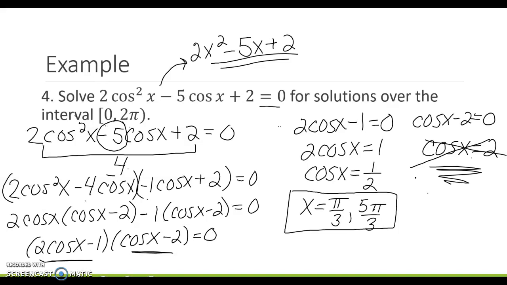So you are going to see sometimes when you're solving these that you end up with no solutions. That's okay. There are going to be times when you see that.